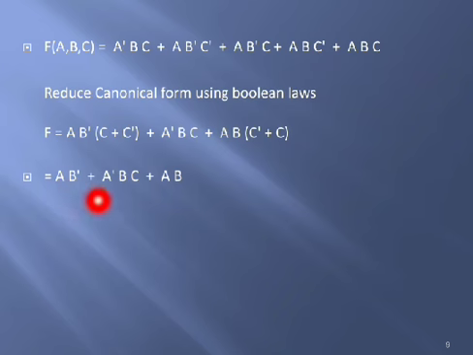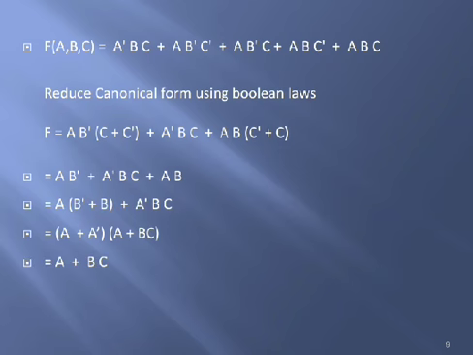Okay, again in the first and last terms, I can take common A, so that A into B bar plus B, which is again equal to 1. So I can write this as A plus A bar into A plus BC. Okay, so A plus A bar is 1, so the leftover term will be A plus BC. So this is the minimized expression for the given standard canonical form.